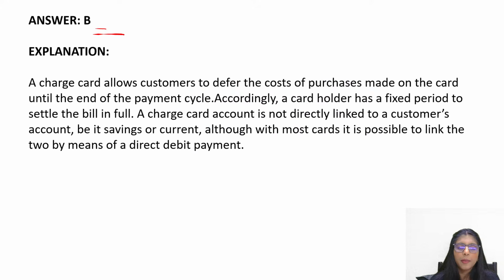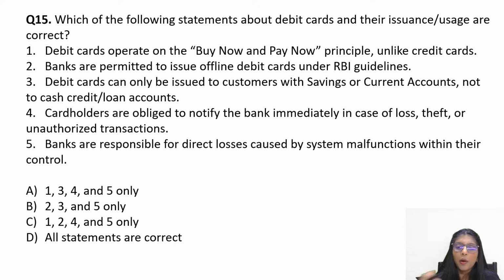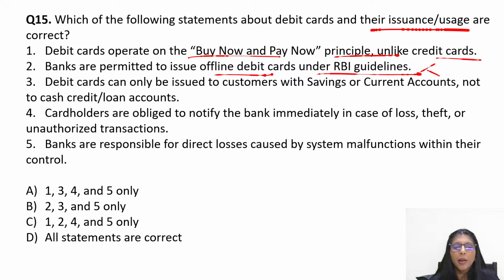That is statement B. Which of the following statements about debit cards and their issuance or usage are correct? Debit cards operate on the buy now pay later principle, unlike credit cards. They are buy now pay now. Banks are permitted to issue offline debit cards under RBI guidelines. No, RBI does not permit offline debit cards.